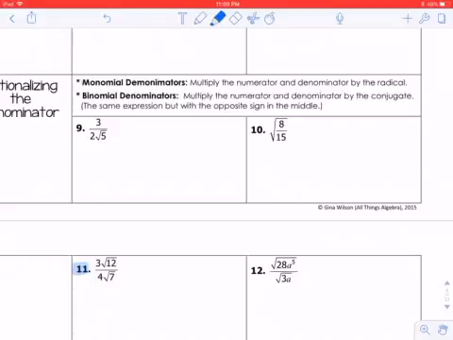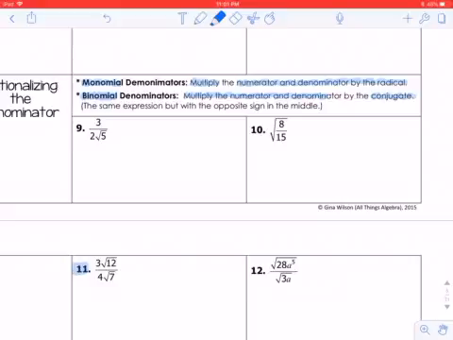One is if you have a monomial in the denominator, we're going to multiply the numerator and the denominator by that radical. We're just trying to get rid of the radical in the denominator. That's what rationalizing means. The radical needs to be out of the denominator. If we have a binomial, again, we've done this with our imaginary numbers already. We're going to multiply the numerator and the denominator by the conjugate.